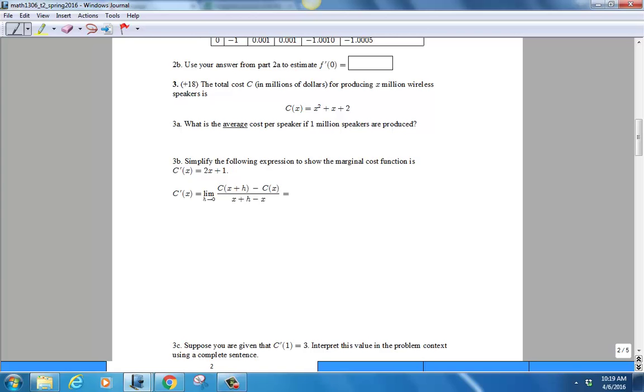And so this is about the cost of producing these wireless speakers. You're given a cost function, and then you're asked a question about the cost. But you're not asked a question about the total cost. Cost functions give you total cost. This question is about the average cost per speaker. So I underlined that to draw your attention that I was interested here in average cost, not total cost. But a lot of people weren't paying attention to that.